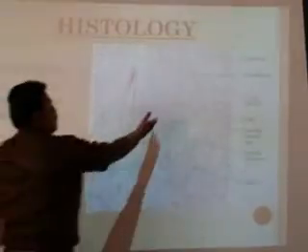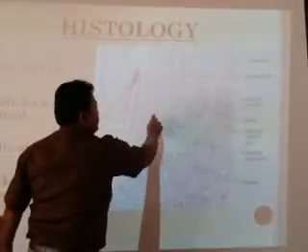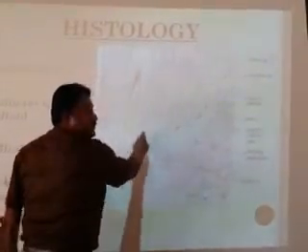And next is the parafollicular cells. The follicles are colloid-filled follicles, and the parafollicular cells lie in between the follicles. So this is about the histology.